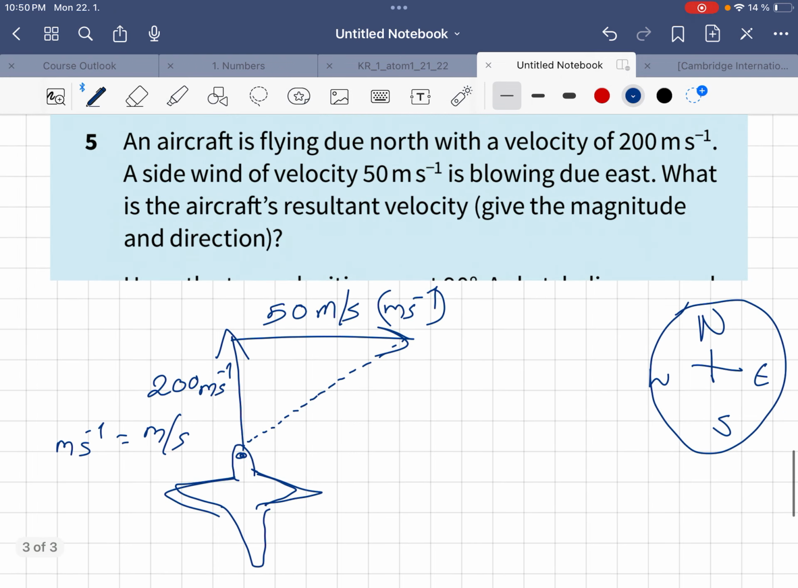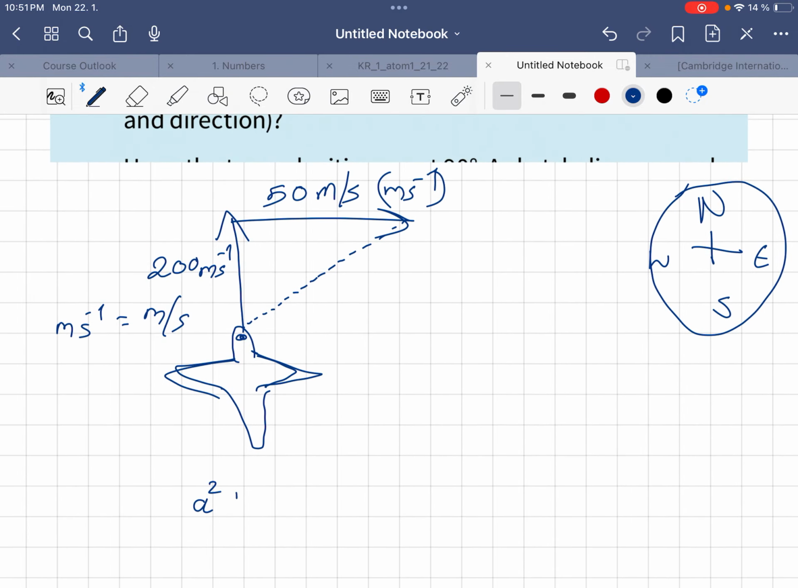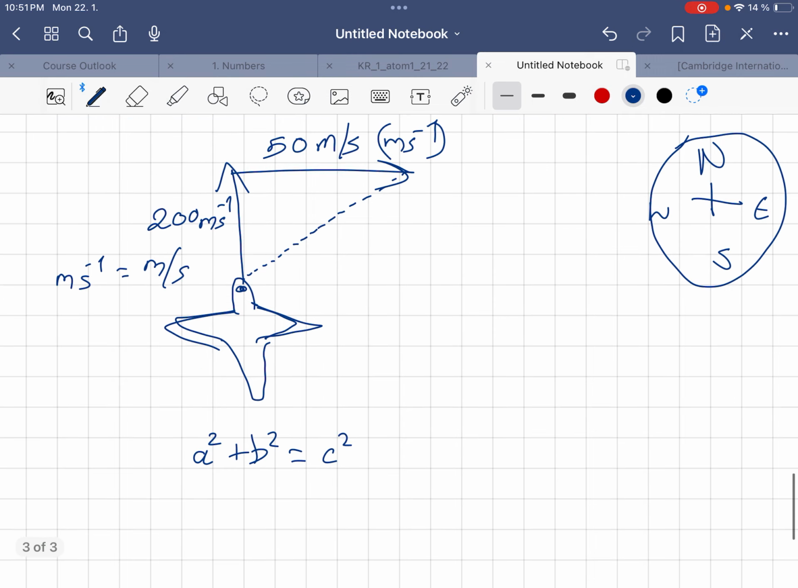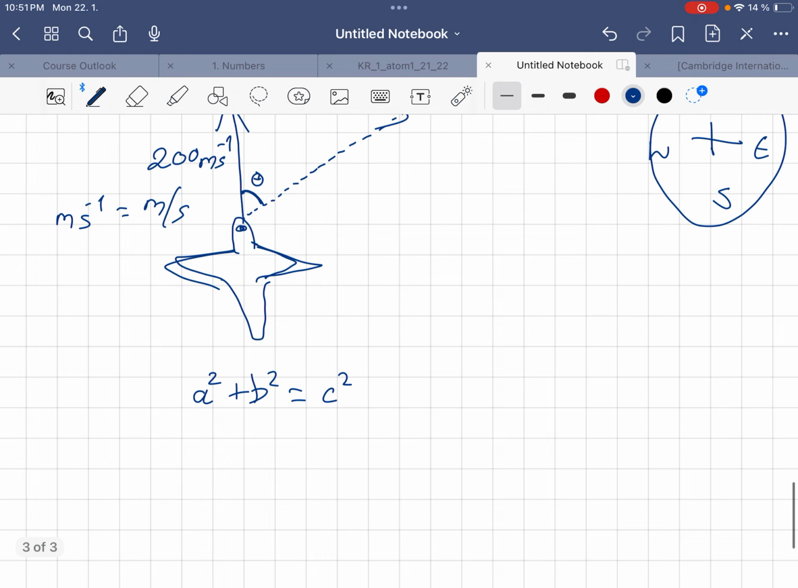This is the resultant. First of all, we use the Pythagoras theorem. We say a squared plus b squared is equal to c squared. So we know that this is our adjacent. We can give ourselves an angle theta here if we like. Here we have our adjacent, here we have our opposite, and we need to find the hypotenuse. So we know 200 squared plus 50 squared is equal to c squared.